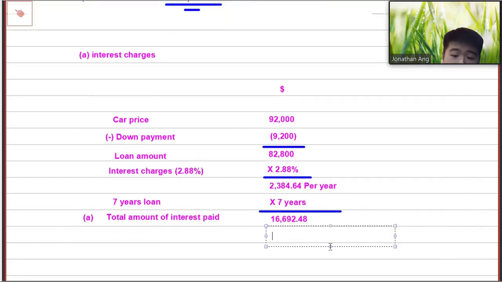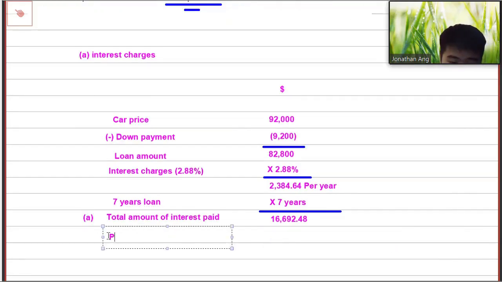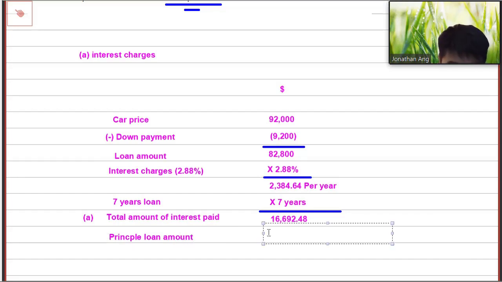And if you take your principal amount, the principal loan amount, which is supposed to be $82,800, the loan amount, not the car price, it's the loan amount. Then your total price is how much?